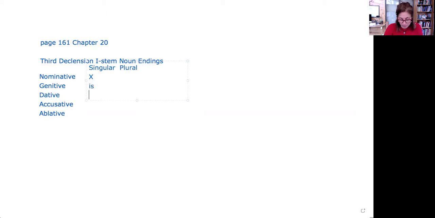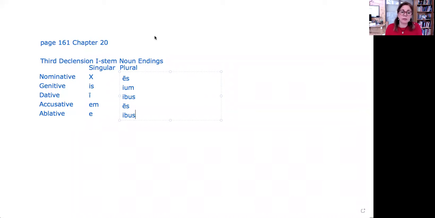Is, E for dative, M for accusative, and A for ablative. And now we'll go to the plural column. For nominative plural, it's eis, ium, ibus, eis, ibus.